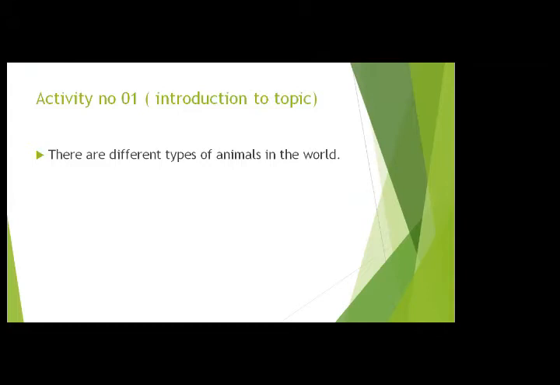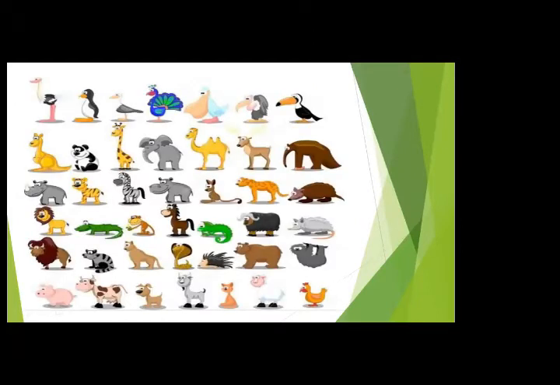As we all know, there are many different types of animals in the world. You can see the pictures of animals on your screen. There are many animals like kangaroo, giraffe, elephant, horse, camel, crocodile, lion, tiger, cow, dog, duck. These all are animals. Now we have categorized them.